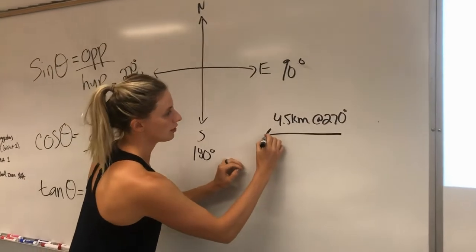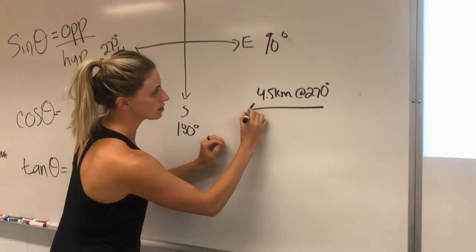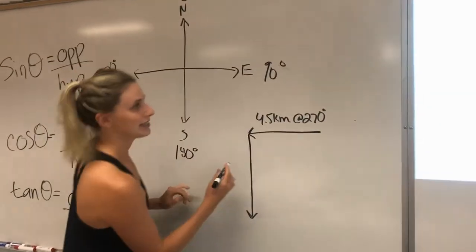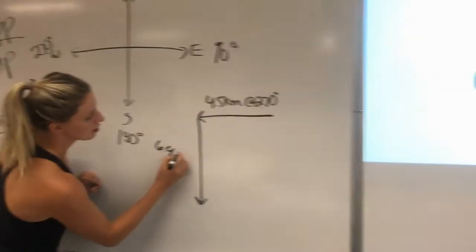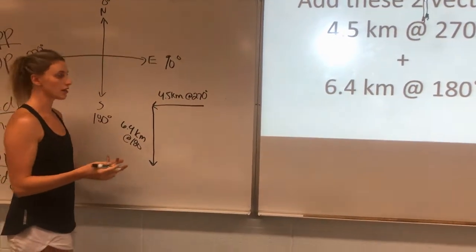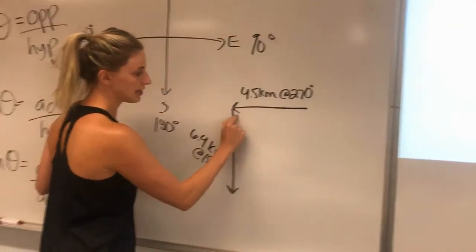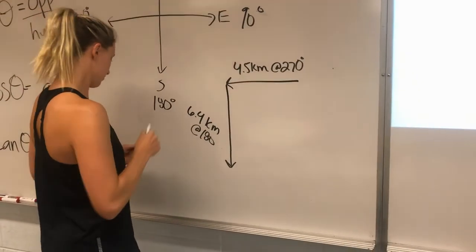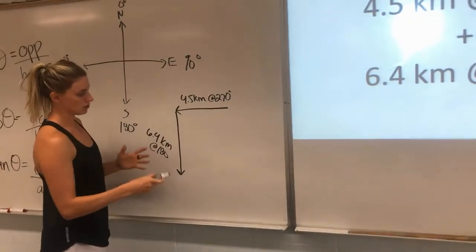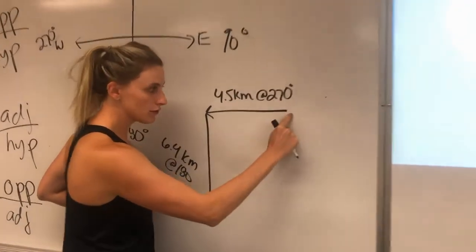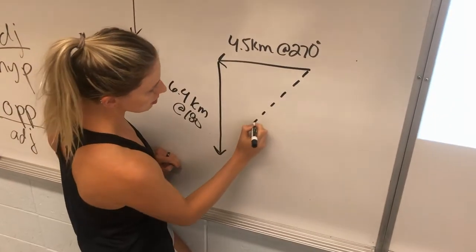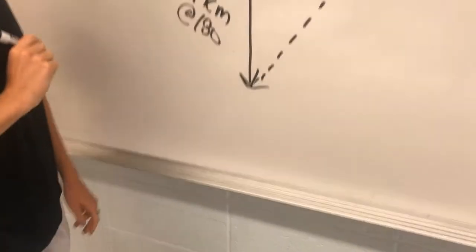So I'm going to go ahead and draw this. 6.4 is a little longer than 4.5, so I'm going to make it a little bit longer. Not to scale, that's okay. Again, 6.4 kilometers at 180. You guys can see how important the direction is here. Okay, so we added this head to tail. When I add the vectors, I'm going to get my resultant. We start from the tail of the first one and we go to the head of the last one. So I'm going to draw my resultant with a dotted line right there.